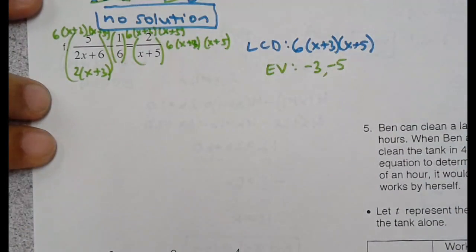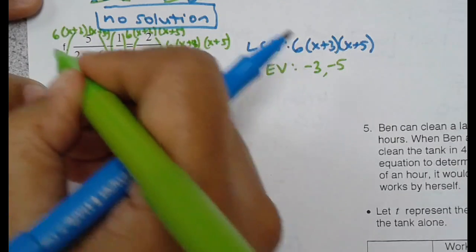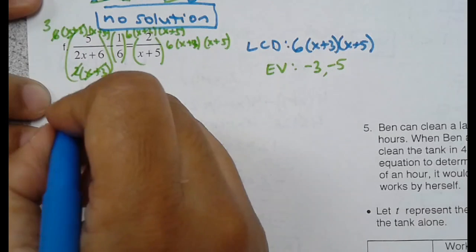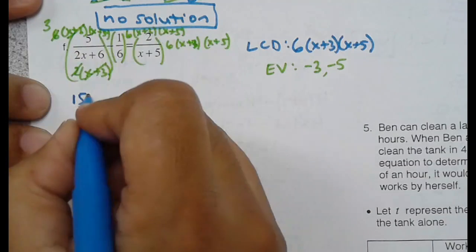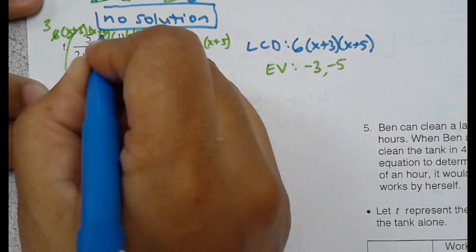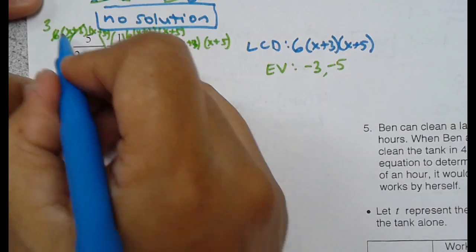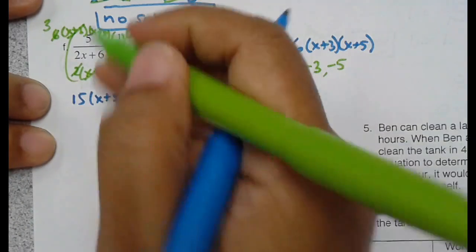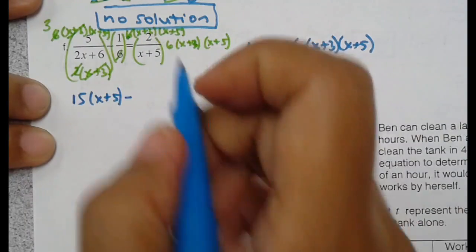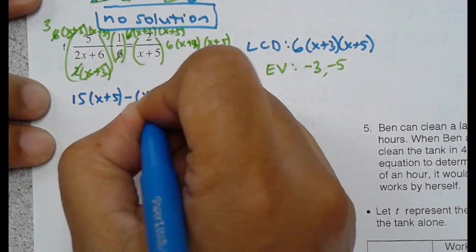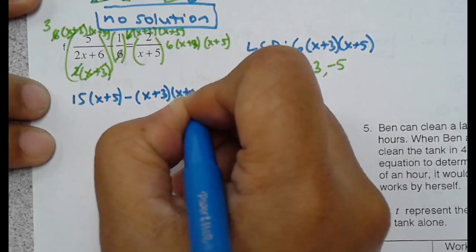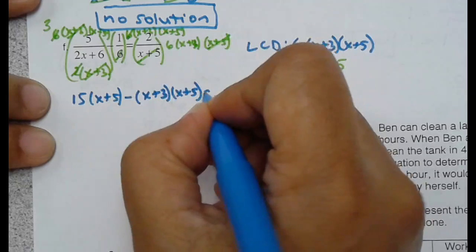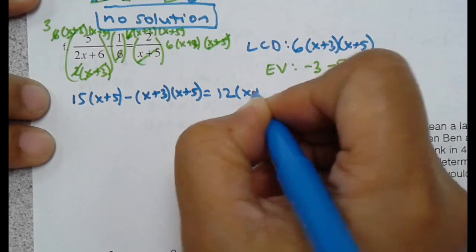All right, so we're going to go ahead and cancel. So 2 goes into 6 3 times. X plus 3 cancels, so you have a 3 times the 5. That's the 15, and you still have the x plus 5, I meant to say. X plus 3 is canceled. All right, here we have 6 that cancels. And then you still have this x plus 3 and x plus 5. And this last one, the x plus 5 cancels. We have a 2 times the 6, which is 12, and you still have the x plus 3.